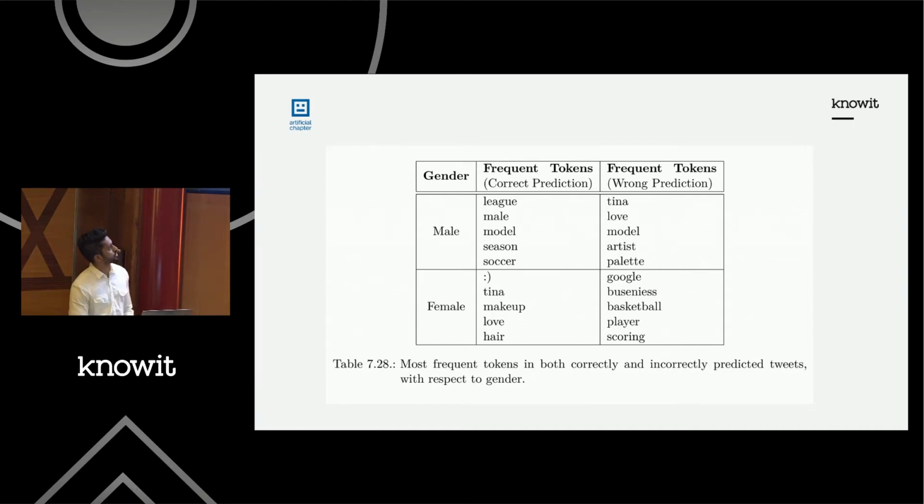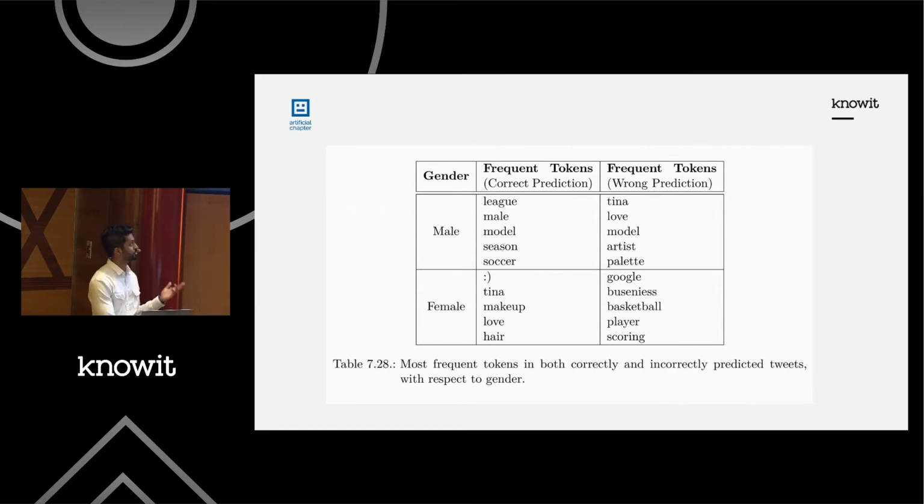But if we look at the other words, you'll see that in the frequent words occurring in correct predictions for male authors, you'll see words like league, season, soccer. They're sports-related terms, right? And similarly for females, you see makeup, love here. So evidently, there's a pattern here where the system is very oriented around content, and also it seems like it's drawing on some stereotypes here, right?